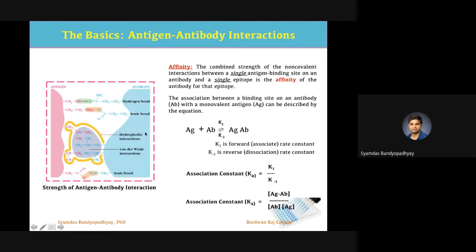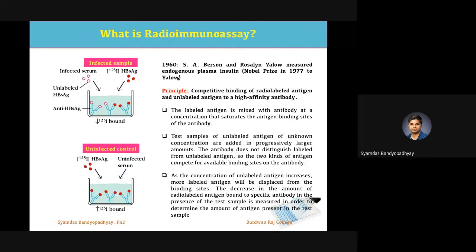So you have to first understand that this is the way the epitope of an antigen interacts with a surface of an antibody. With this understanding, we'll now go to what is radioimmunoassay. As the name indicates, radioimmunoassay involves some kind of radioactivity. The two scientists, Berson and Yalow, in 1960 first measured endogenous plasma insulin using this technique, and this led to Yalow receiving the Nobel Prize in 1977 for this major milestone discovery in immunology.